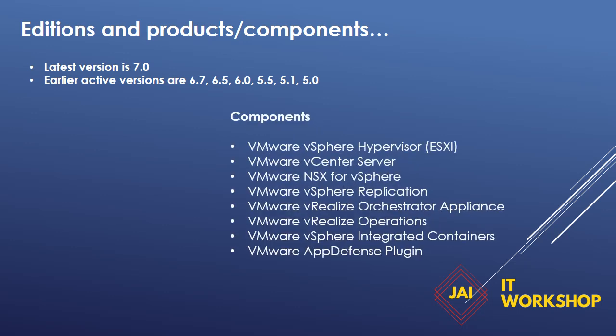Now let's come to the components. If I talk about VMware vSphere as a suite, these are the products available inside the suite. The first one is VMware vSphere Hypervisor. I already explained in my previous video, a hypervisor is an operating system which you install on server hardware. For VMware, this hypervisor is called ESXi. It's a very famous name.